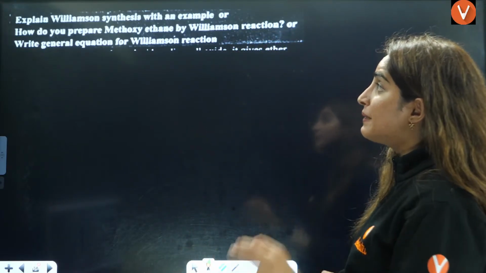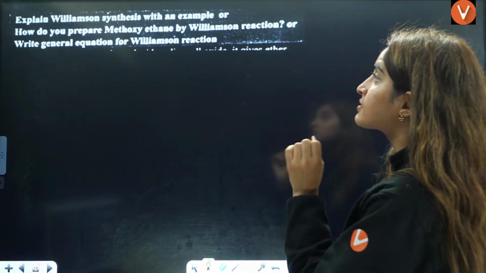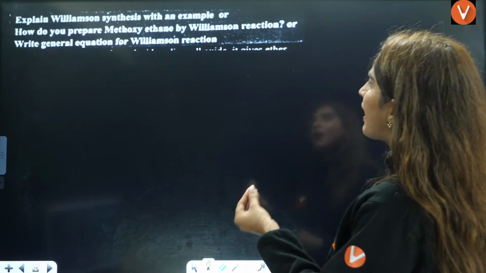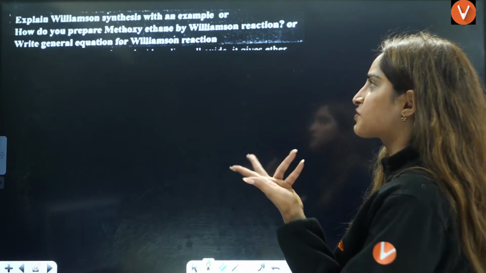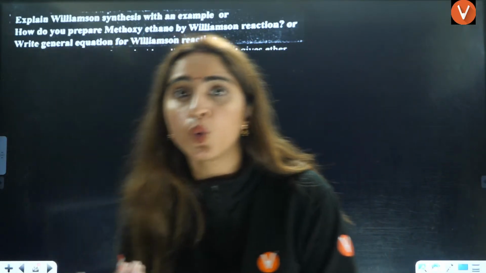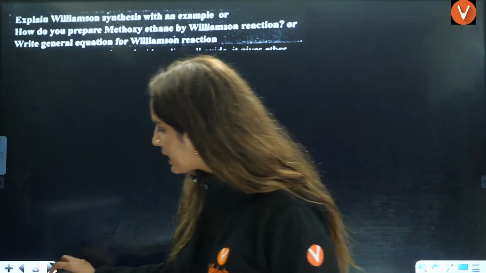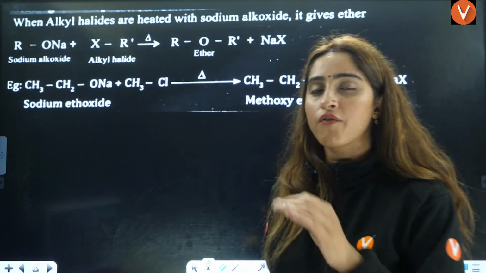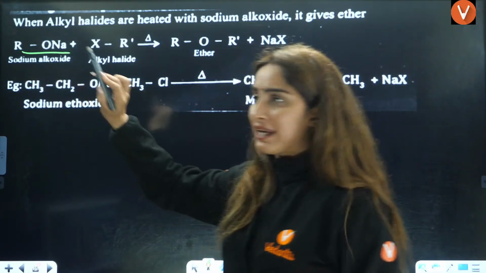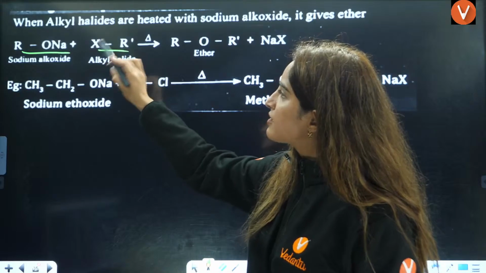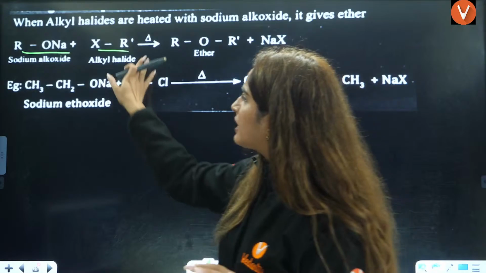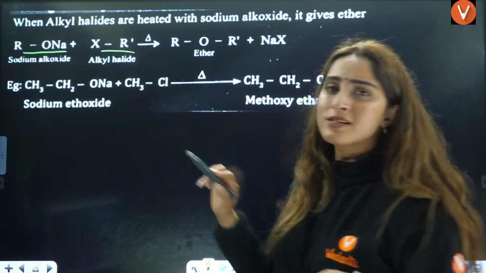Now here it is, explain Williamson synthesis reaction with an example. How do you prepare methoxyethane by Williamson synthesis reaction, or the general equation for Williamson synthesis? That means they can ask you different questions by different methods, right? Williamson synthesis reaction is a very important naming reaction. So this is RONa, right, and this is RX.